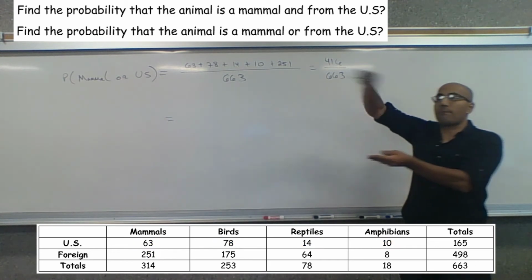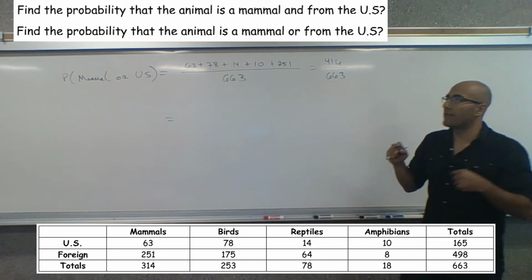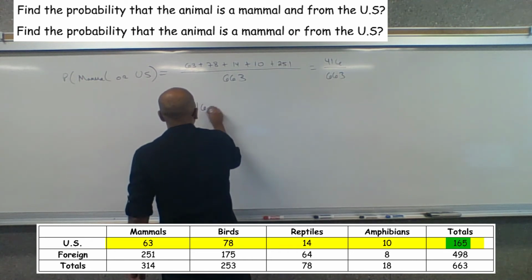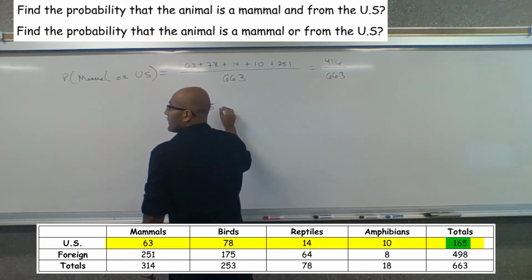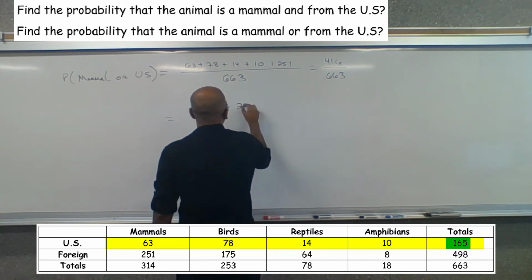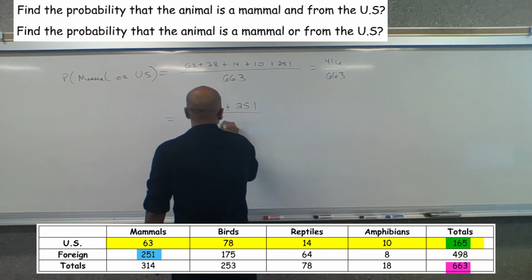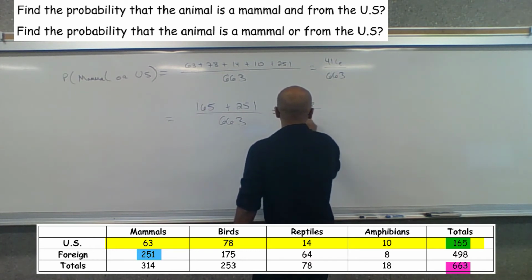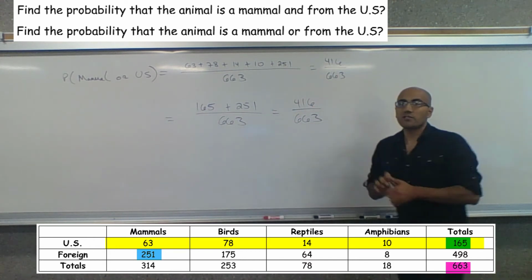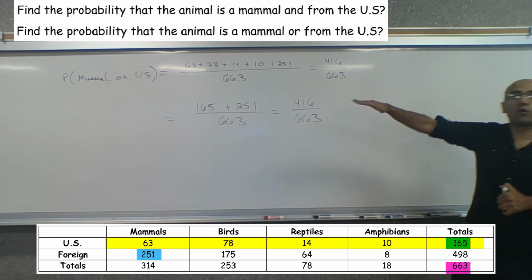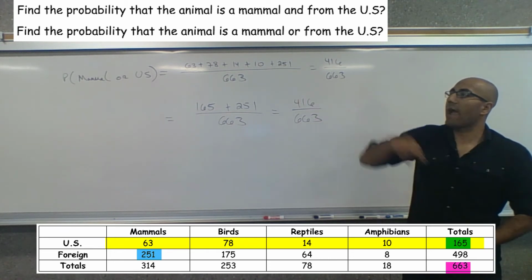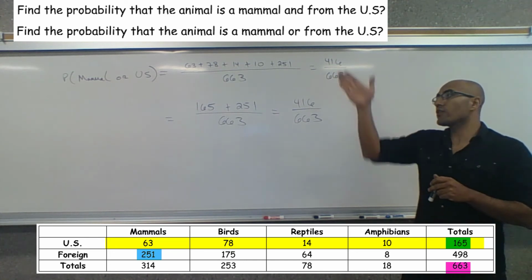Okay, another shortcut from the table: I already know what the whole thing at the top adds up to, so why do it again? I know that all of these are equal to the 165, so I could do 165 and then just add the 251 over 663. That's going to give me the same answer, 416 over 663. So that's another quick shortcut. Just add one whole column across like this, one whole row across, and then add the one that's missing. Or you can do it the other way around.